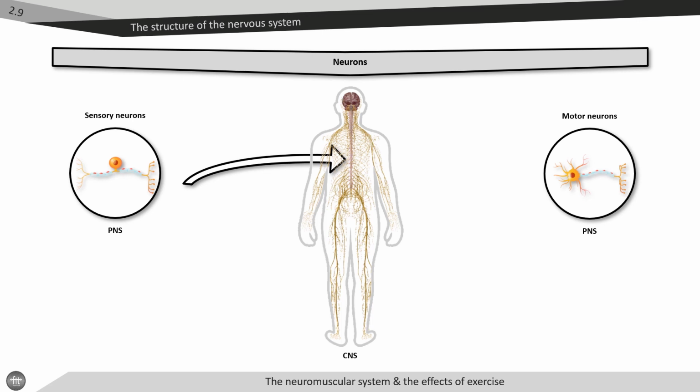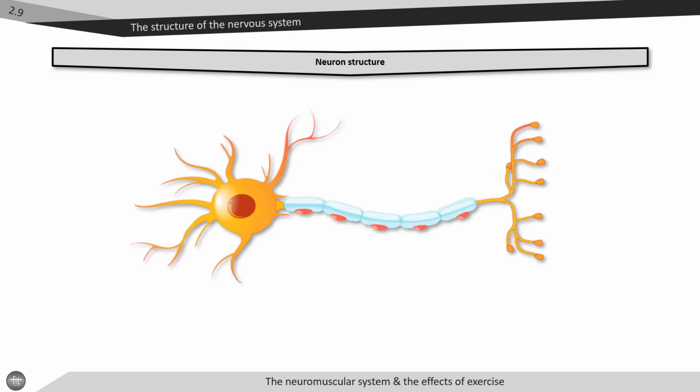The second type of neuron are motor neurons, which relay messages from the central nervous system to the different muscles and glands of the peripheral nervous system. They do this from the anterior aspect of the spinal cord. Both sensory and motor neurons are responsible for transmitting electrical messages, essentially behaving like a one-way cable or wire.